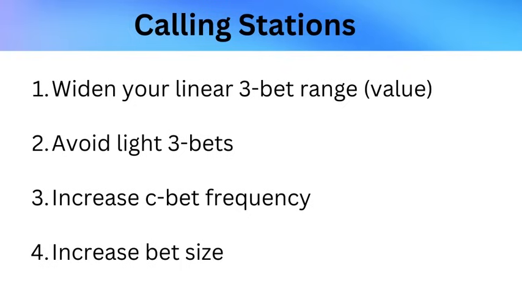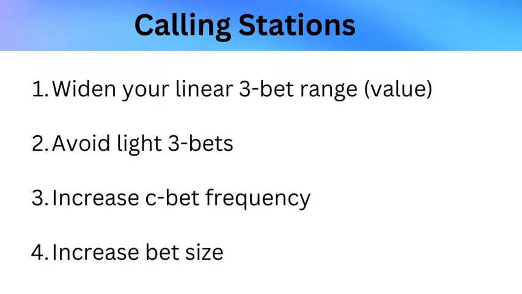So how to adjust versus calling stations is, number one, you want to widen your linear 3-bet or your value-heavy 3-betting range. You don't want to 3-bet them too lightly because they're just going to call you so much. You can 3-bet them with your value hands, but widen the number of value hands that you have in your range from, say, maybe you're not 3-betting a hand like pocket 8s for value.